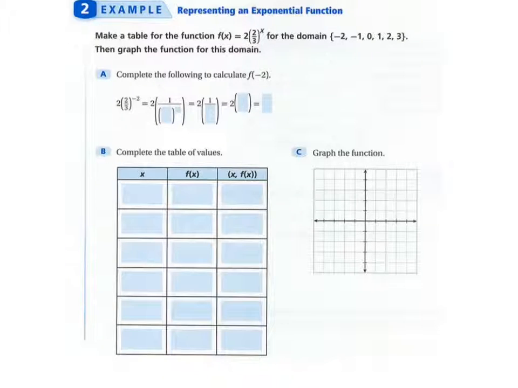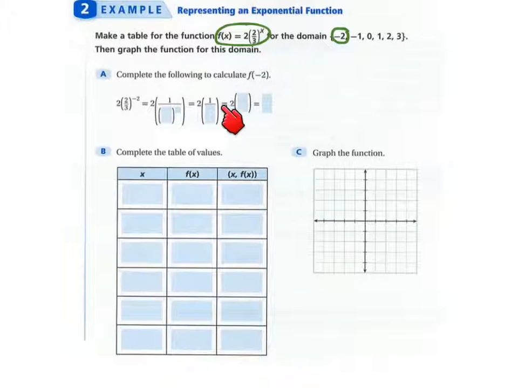Okay, so here's an example here. We're going to make the table for this function, f of x equals 2 times 2/3 to the x. Remember, this is a times b to the power of x. For the domain, it gives us a domain here. And then we're going to graph it. So first we're going to calculate for an input of negative 2. So we're going to use that function with an input of negative 2. Well, what do we have?